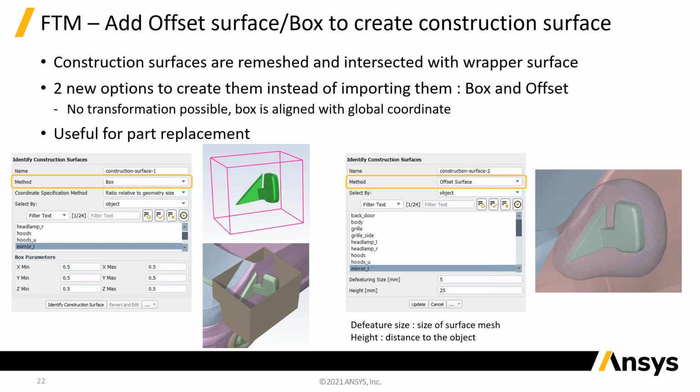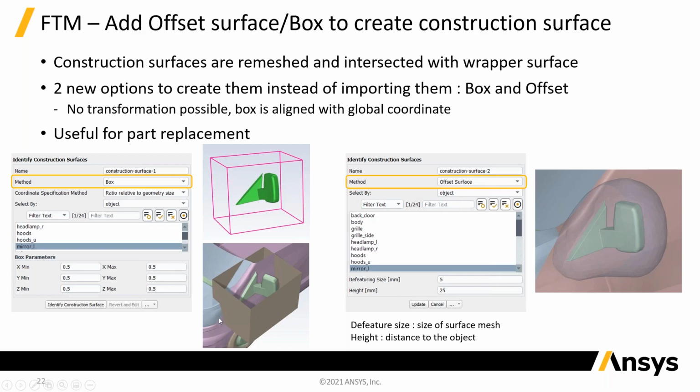There's a new way in the fault tolerant meshing of creating offset surfaces or boxes. So the idea of this is that you might want to identify a region that you want to relate to, either offsetting some geometry or building a box around a body, and that you can do now quite easily. So you could do an offset surface around this mirror.